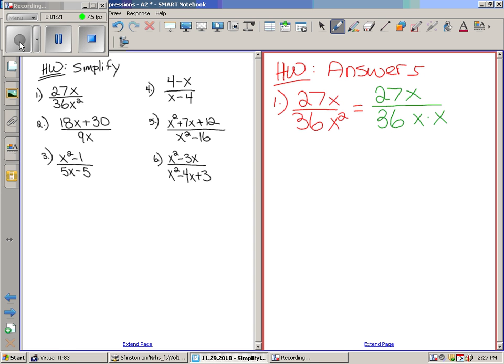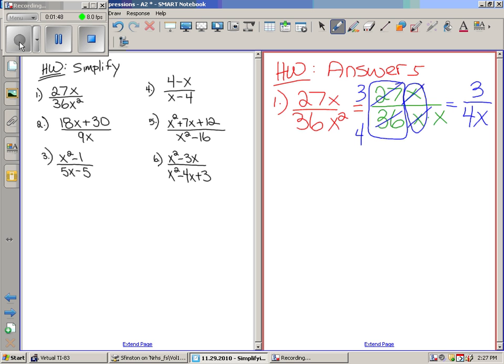Now what do we do next? Yeah, we're going to cross out these x's right here. And this right here we're going to have to reduce, and it becomes 3/4, and we did that using our calculator. 3 over 4x. Very, very nice. Now let's do question number 2.